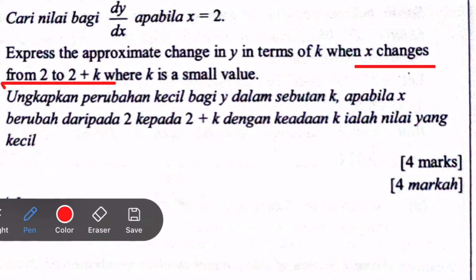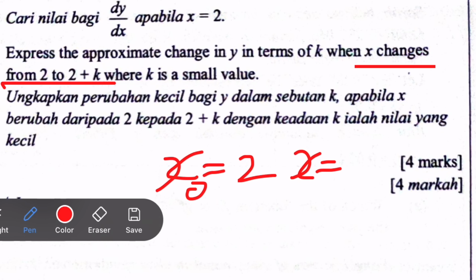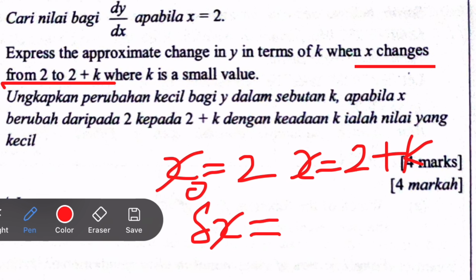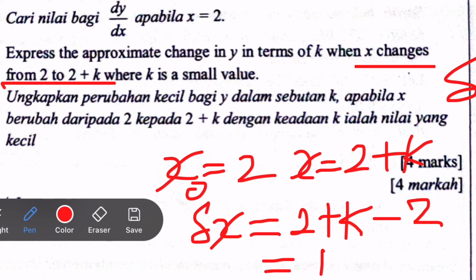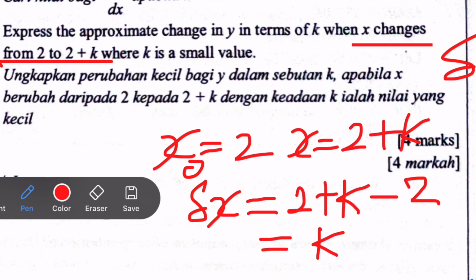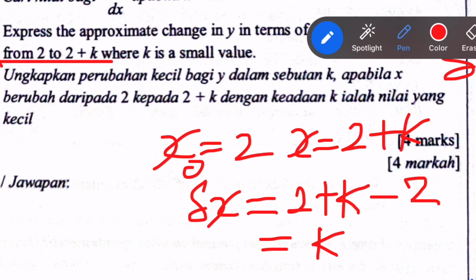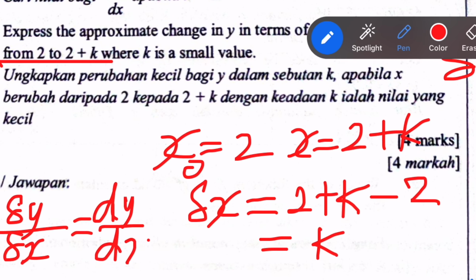In your question, when x changes from 2 to 2 plus k, that means 2 is the original value and x new is 2 plus k. After the change, it becomes plus an additional k value. The k value is a very small value. So now you need to find the small change. You take x new minus x original. So you take 2 plus k minus 2. So the small change of x is k.